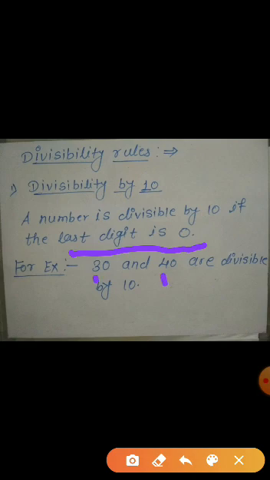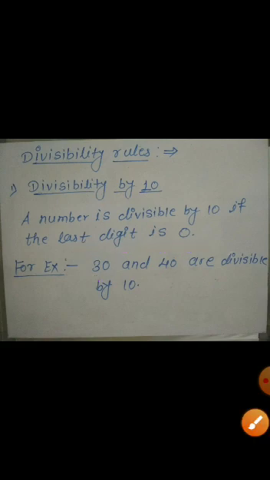So, children, what have we concluded from the divisibility by 2, 5 and 10? Did you observe something special? Yes, a number having last digit 0 is divisible by 2, 5 and 10, isn't it? Now let's see some more divisibility tests.